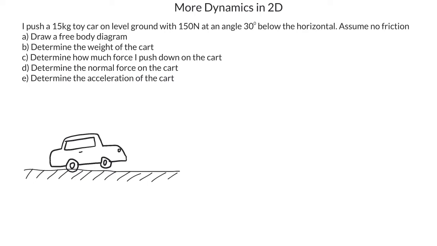I have another example to take a look at with you with dynamics in 2 dimensions. I've got the example written out here. I push a 15 kilogram toy car. I know that's an awfully massive toy car. That's over 30 pounds, but I needed something that would roll with little friction.